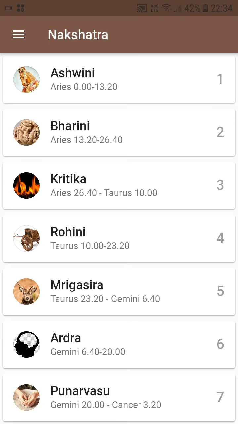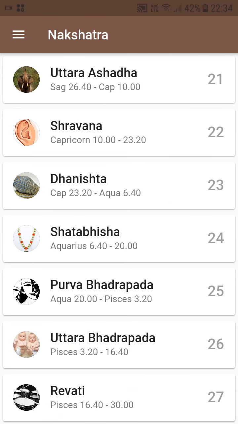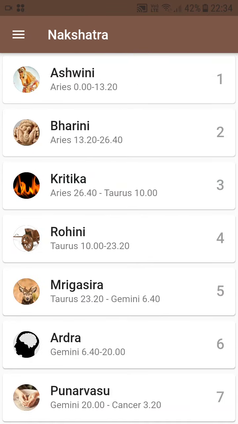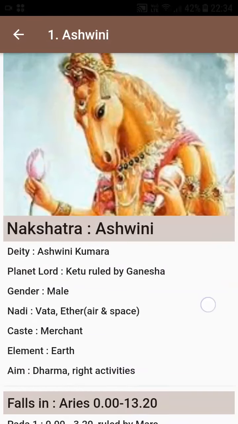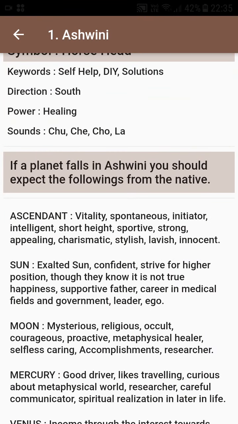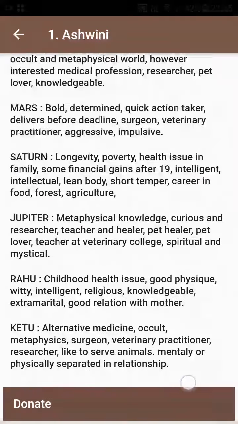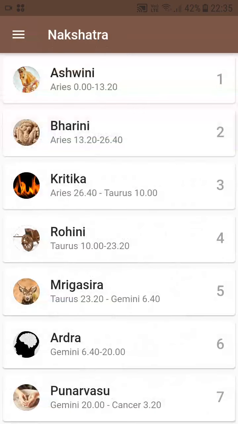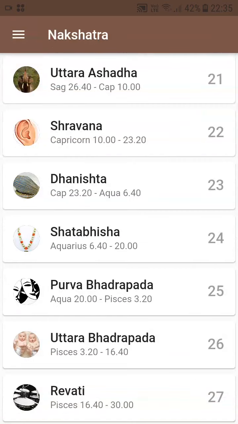There are 27 nakshatras on the very home page, and you can go ahead and learn about the nakshatras and what happens when a certain planet is in the nakshatra. Okay, so there are 27 nakshatras on the menu.